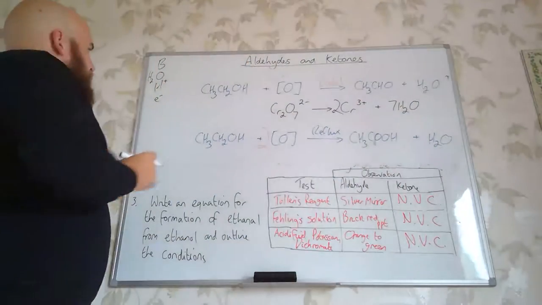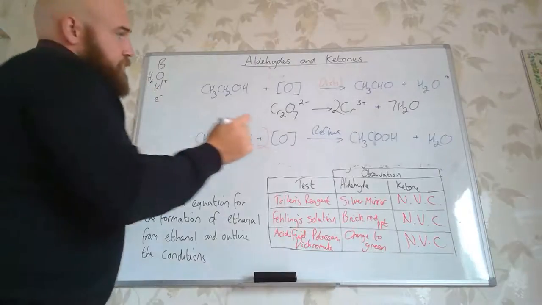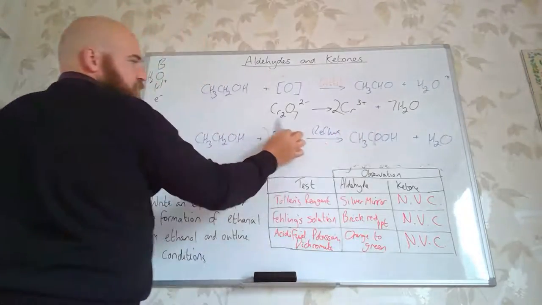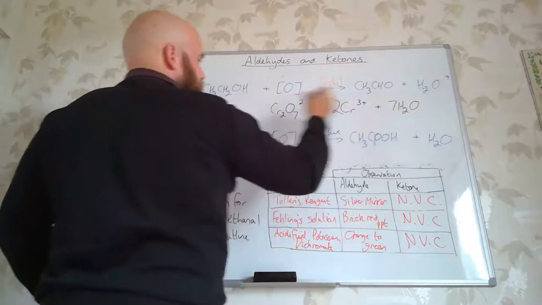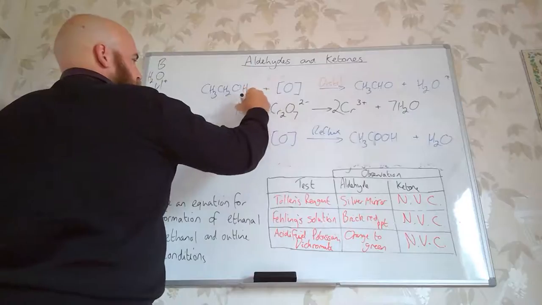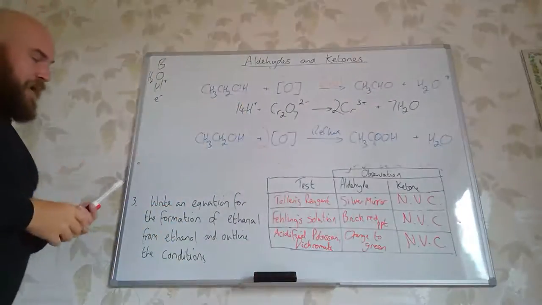Okay, and the last two bits: add H pluses to balance the hydrogens. So we've got no hydrogens on the left. We've got 14 on the right, 2 times 7. So I'm going to add 14 H plus to here. And now add electrons to balance the charges.